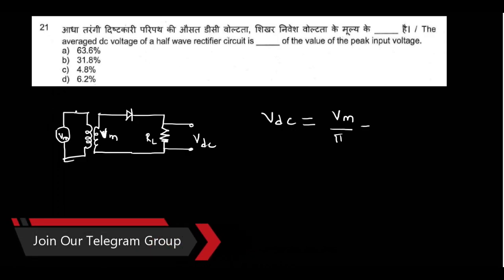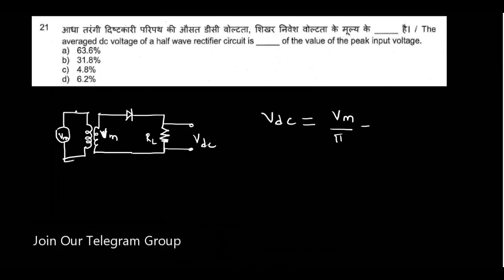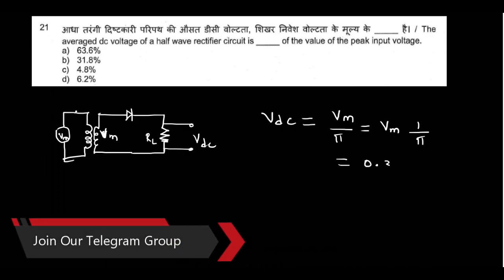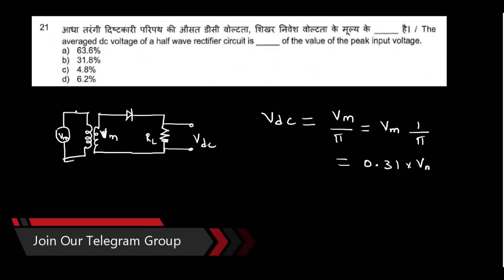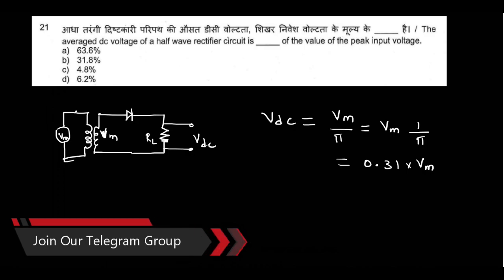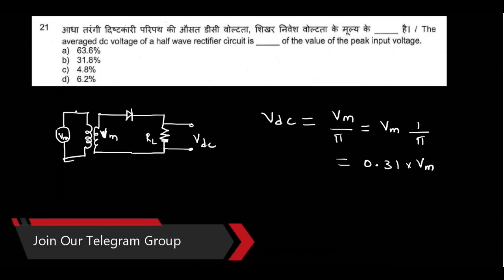Now, what is the question? Average DC voltage of a half wave rectifier circuit is dash of the value of the peak input voltage. So we can take Vm out, and then we can write 1 upon pi. If we simplify 1 upon pi, we get 0.31. So it is 0.31 times the Vm value, whatever the peak value. If you are not clear with the peak value, peak to peak value, the I button there shows a link to one of the videos, so you can watch and learn it.